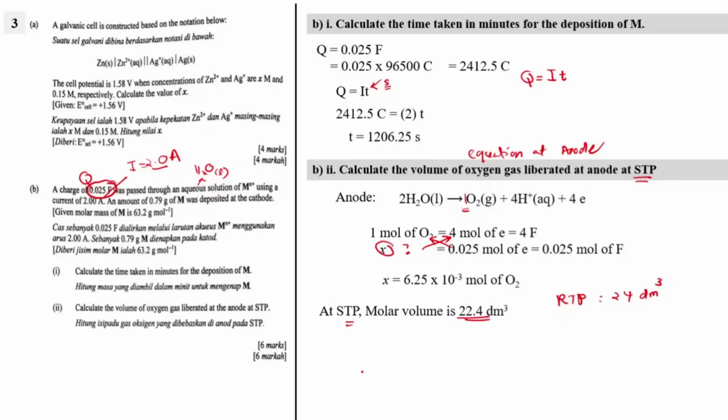So you're going to use this volume here. In order to find the volume of oxygen, it is basically equal to mole multiplied by the molar volume, where 6.25 times 10 to the power of -3 multiplied by 22.4 dm cube, and hence we're going to get the volume of oxygen to be 0.14 dm cube. So this is how you solve question 3b1 and 3b2.